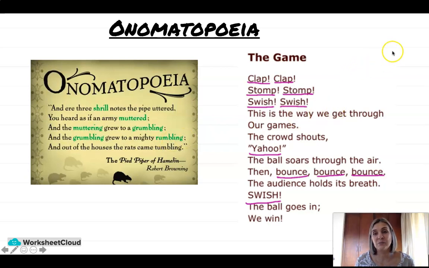And then let's look at this one, the game. "Clap, clap, stomp, stomp, swish, swish. This is the way we get through our games. The crowd shouts, Yahoo! The ball soars through the air, then bounce, bounce, bounce. The audience holds its breath. Swish! The ball goes in. We win." So some lovely examples of the use of onomatopoeia in poetry.